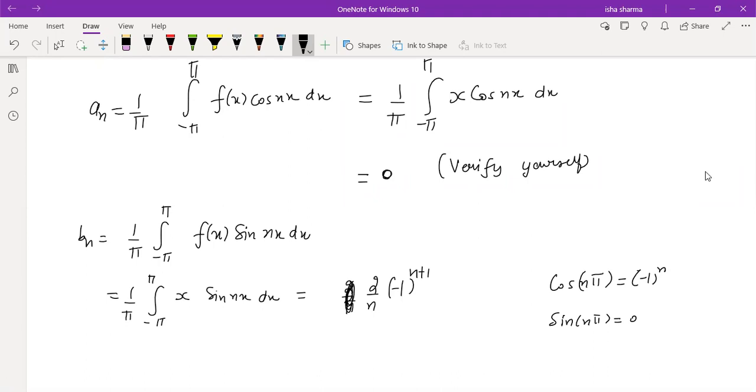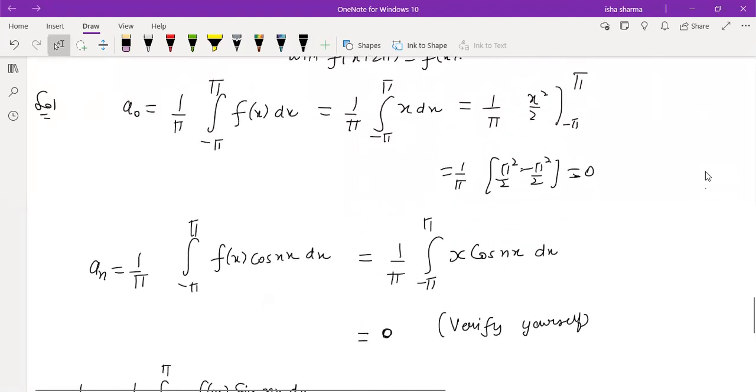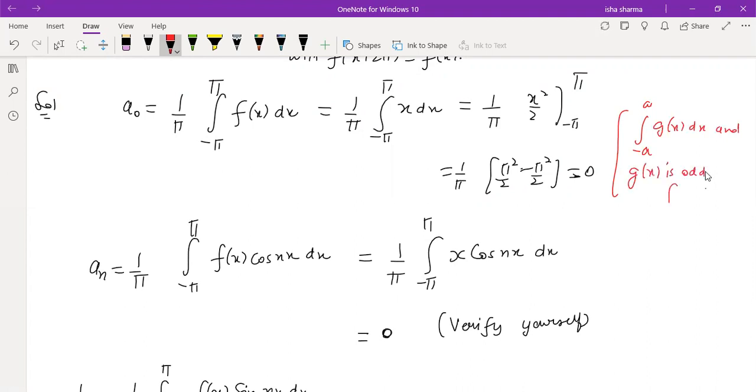So we got the values of three formulas, a₀, aₙ, and bₙ, and you can see very well here why a₀ and aₙ are turning out to be 0. So if you remember a result from integration, that if you have something like this, ∫ from -a to a, and g(x) is an odd function, so can you tell me the value of this integral? If g(x) is an odd function, what is the integration from -a to a? What is the value of this integral? It is 0. For an odd function, if the limits are like -a to a, this value is 0.